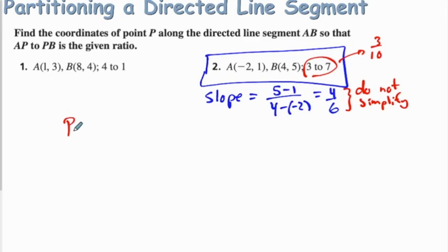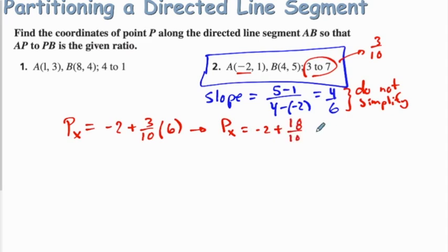So now we want to calculate the x-coordinate for point P. It is going to start at the x-coordinate for point A, so negative 2, plus our fraction is 3/10 times our rise over run. The run is 6. We use the run with the x-coordinates, and we can say that this point P has an x-coordinate equal to negative 2 plus 18 over 10. And we can say that this point P has an x-coordinate equal to negative 0.2.